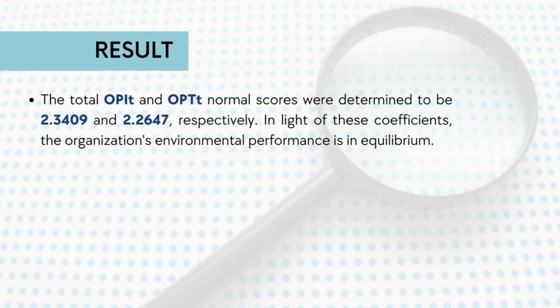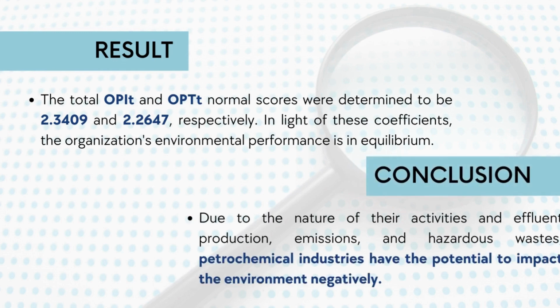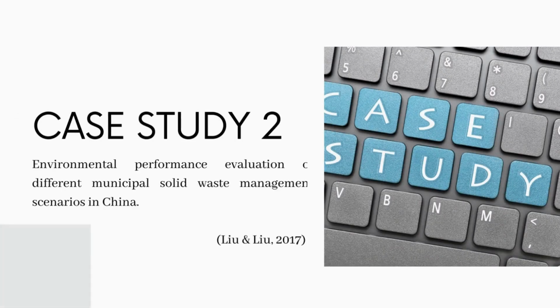Next, the result of the study showed that the total OPIT and OPTT average scores were determined to be 2.3409 and 2.2647, respectively. In light of these coefficients, the organization's environmental performance is in equilibrium. Petrochemical industries have the potential to impact the environment negatively due to the nature of their activities and effluent production, emissions, and hazardous wastes. Now, let us move to the second case study.